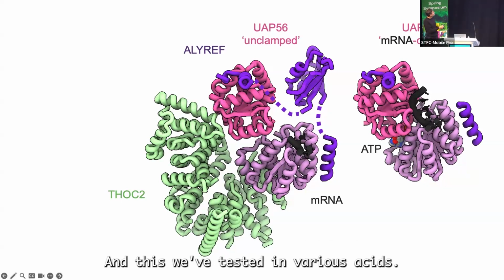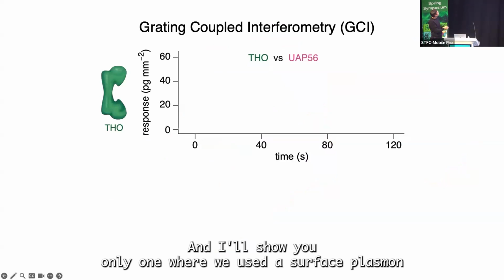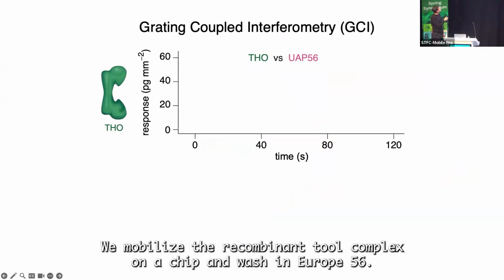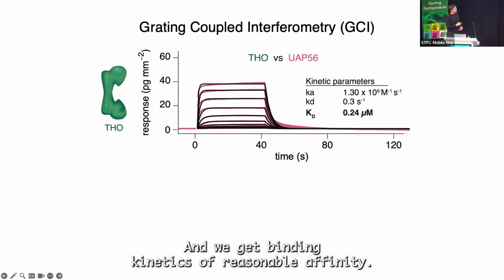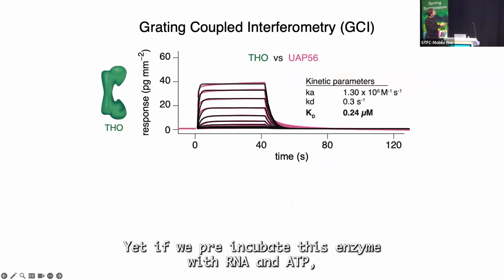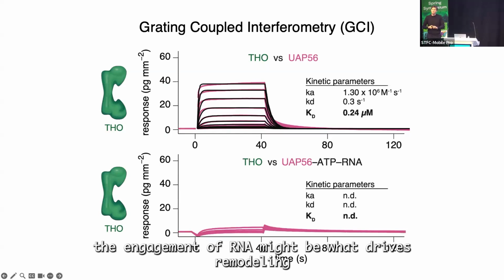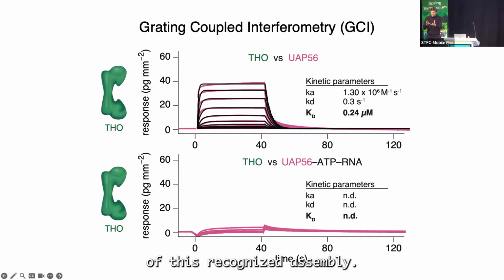We've tested this in various assays, and I'll show you only one, where we used a surface plasmon resonance-like method to measure binding affinities. We immobilized the recombinant Tau complex on a chip and washed in UAP56, and we get binding kinetics of reasonable affinity. Yet if we pre-incubate this enzyme with RNA and ATP, the affinity is non-detectable, providing the first suggestion that indeed the engagement of RNA might be what drives remodeling of this recognized assembly.